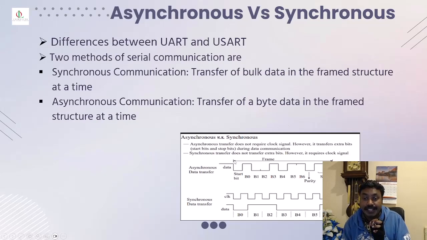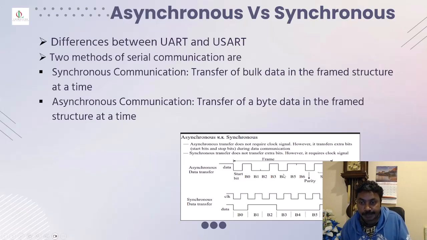So you need extra bits to transfer. You need a start bit and 1 or 2 stop bits, with a parity bit for checking errors. So these are basically the 2 different ways of communication. You can do it via asynchronous or synchronous. So this is the basic difference when you talk about the 2 communication standards, USART and UART.